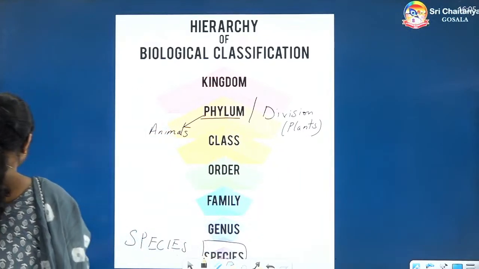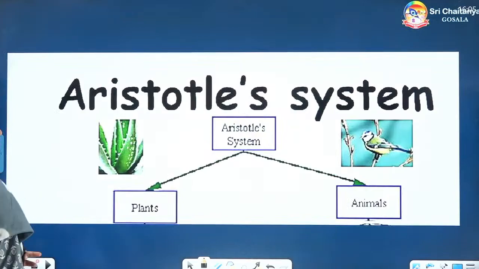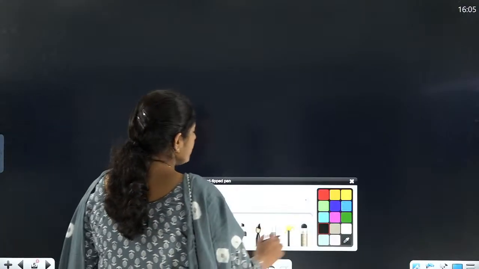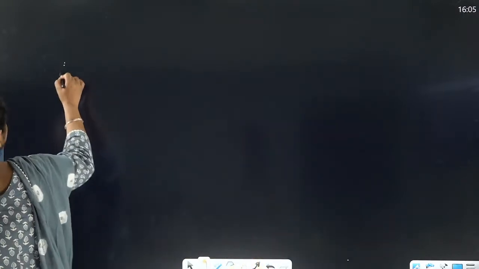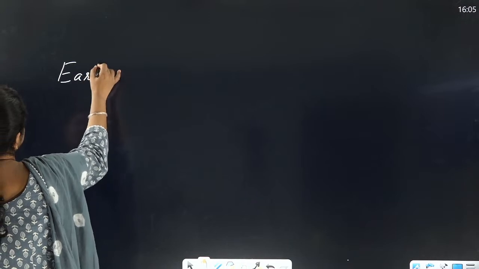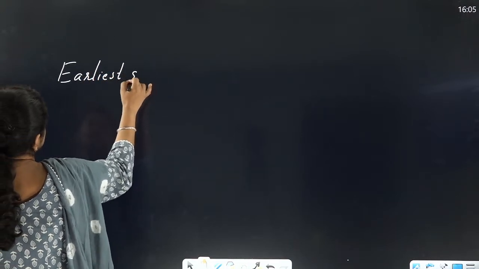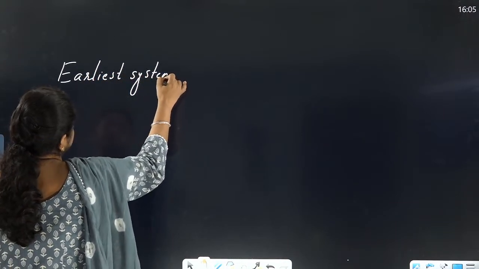Okay, now let's see the next point here. If I take the concept of classification, what was the earliest concept? From where did the culture of classification start? That is based on the need of human beings. Can I say the earliest system of classification?